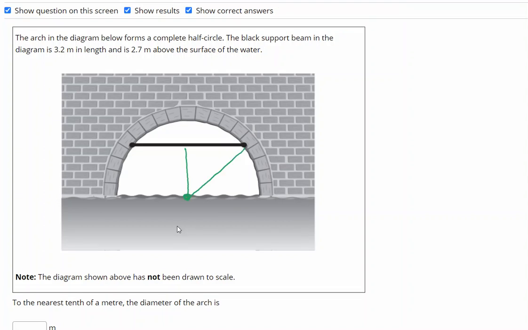Oh, you times it by 2. I didn't times it by 2. I times my answer by 2. Oh, I forgot to times it by 2.